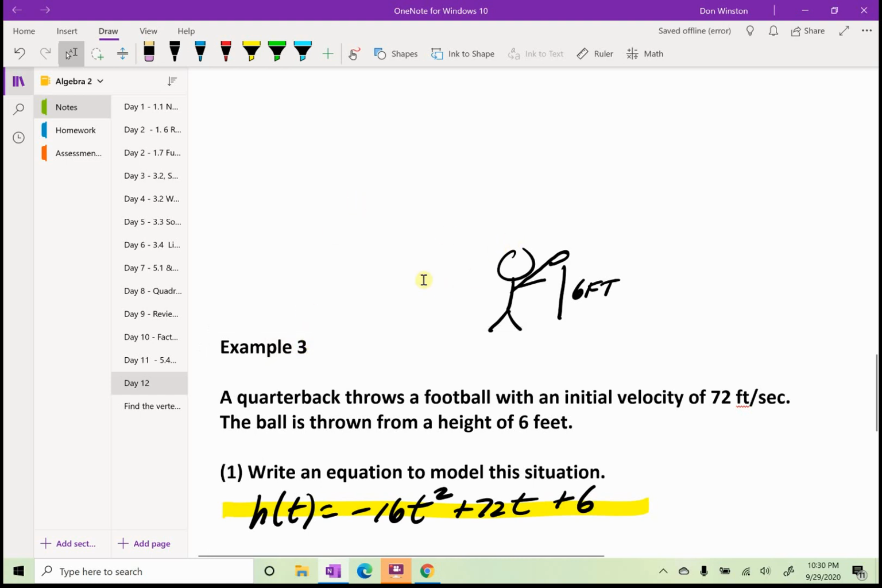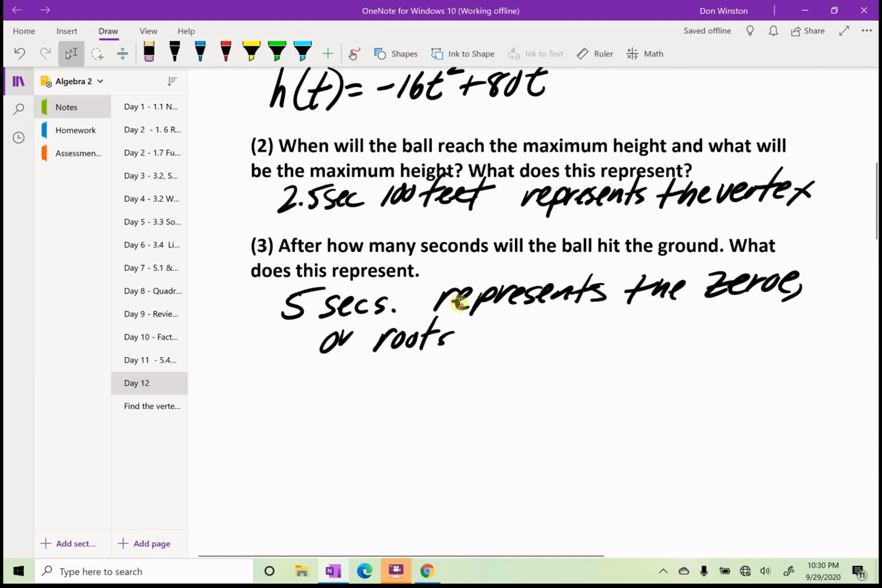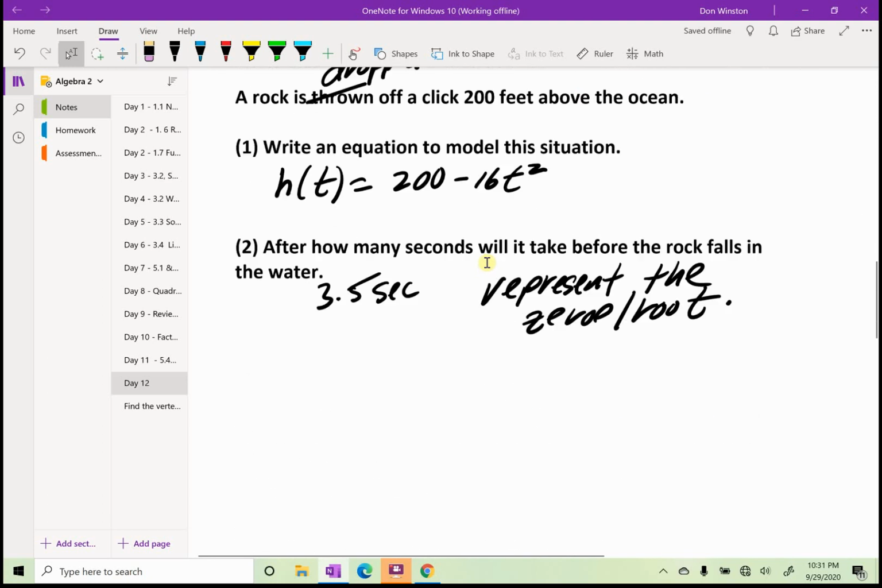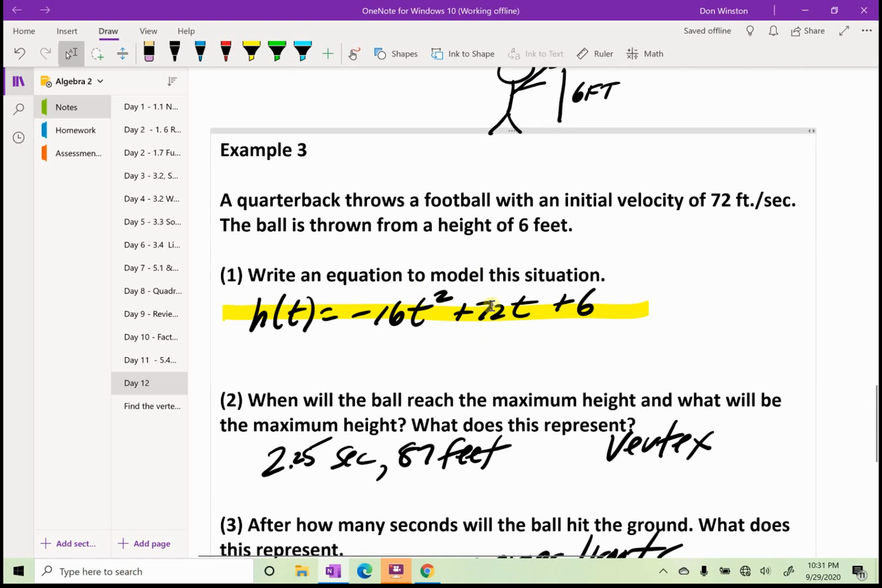Okay, so here a quarterback throws a football with an initial velocity of 72 feet per second. And the ball is thrown from a height of 6 feet. So we want to write an equation to model this situation. The initial velocity is 72, so 72t, and again we're using this equation here: negative 16t squared plus v sub 0 t plus h sub 0. So the initial velocity is 72 feet per second, and the initial height is 6. So our equation is negative 16t squared plus 72t plus 6.